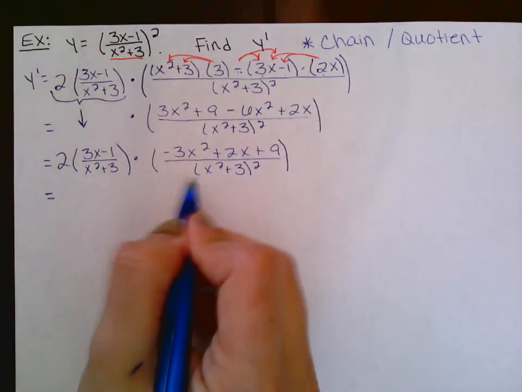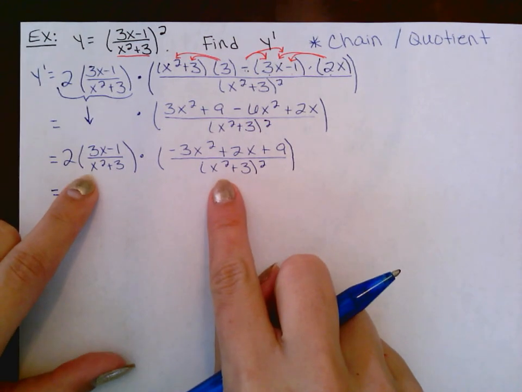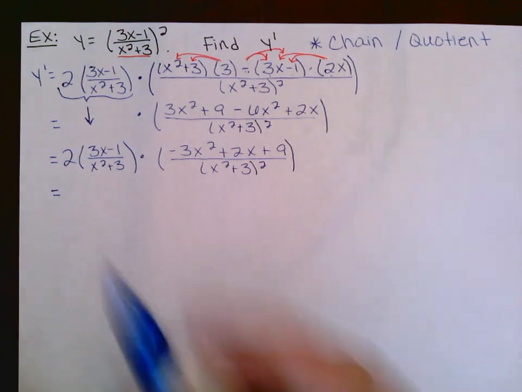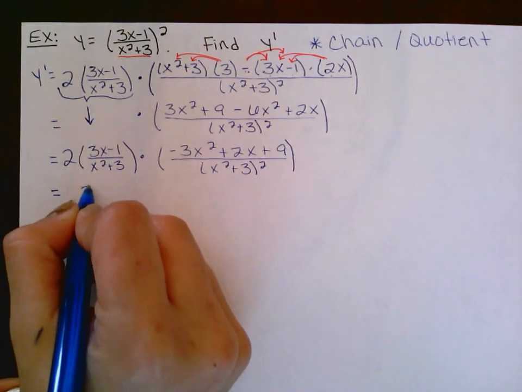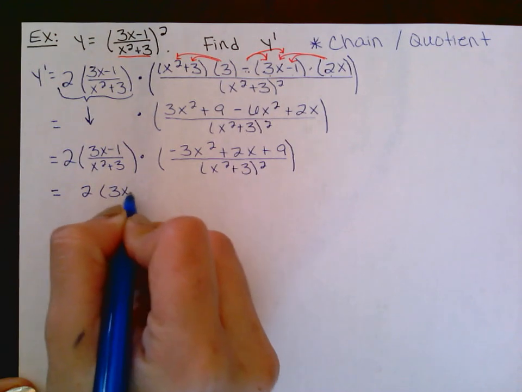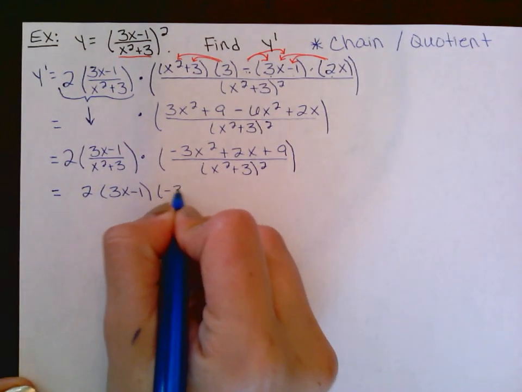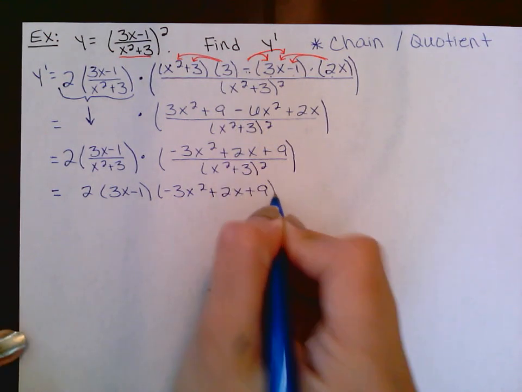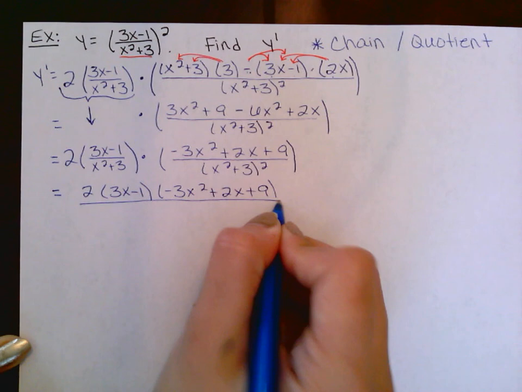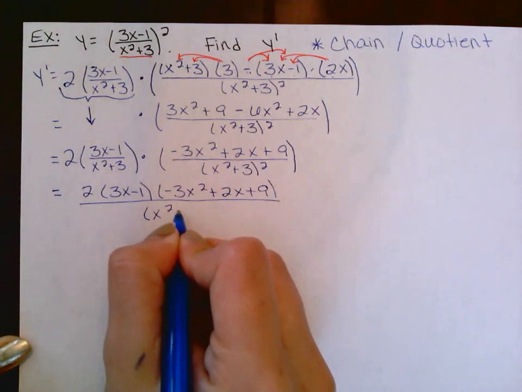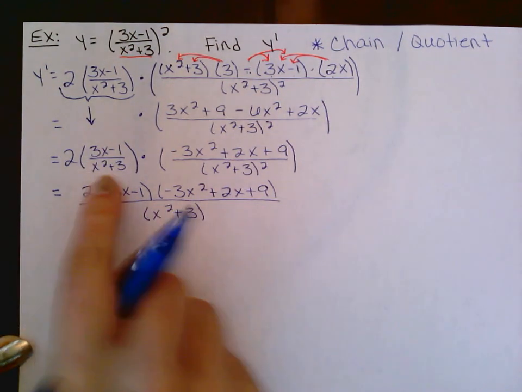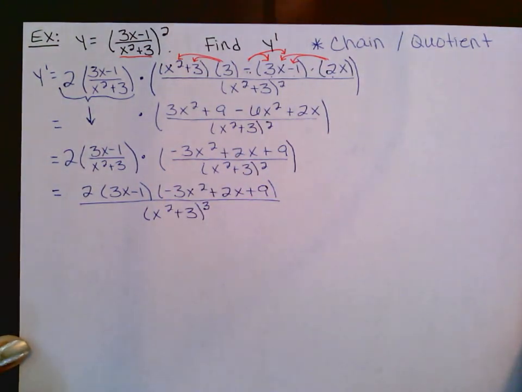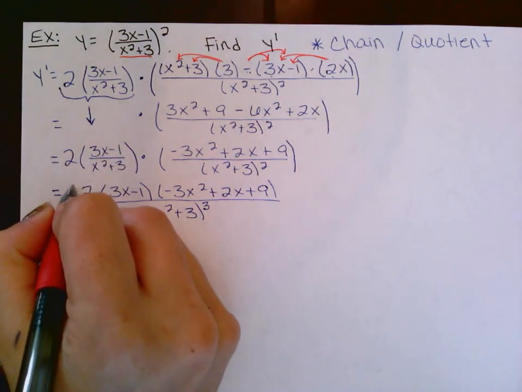is I'm going to write the denominators together, being that they're identical. They're both x squared plus 3. I can just add the exponents. This is to the first power. This is to the second. And I can write everything else in the numerator. So if this is to the first and this is to the second, now the denominator would be to the third. Okay? So here's an option that condenses them.